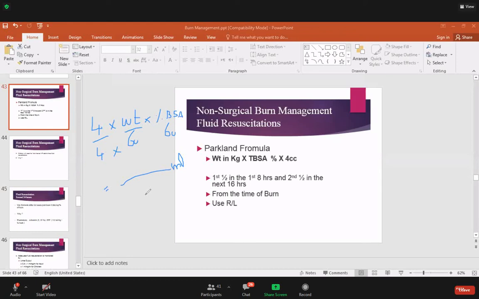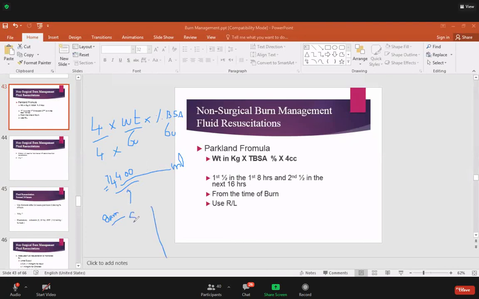This is 3600 into 4, which is around 14,400 ml, almost 14 liters. Now this patient needs this fluid in 1 day. 1 day means if he got an injury at 8 a.m., till the next day's 8 a.m. he should receive this much fluid. Out of this fluid, how much fluid will we give?